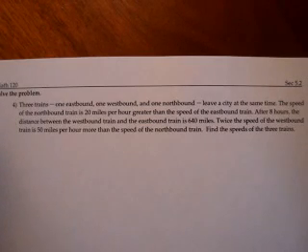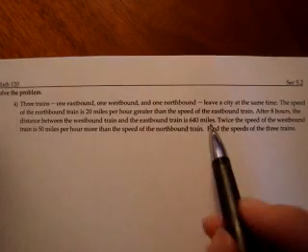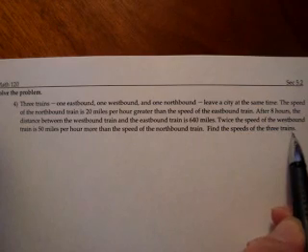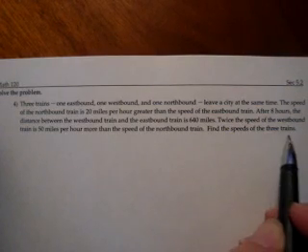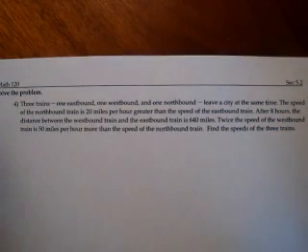Okay. 3 trains, 1 eastbound, 1 westbound, and 1 northbound, leave a city at the same time. The speed of the northbound train is 20 miles per hour, greater than the blah, blah, blah. Okay, they've lost me already. So I keep scanning, and I get to the end and I see, find the speeds of the 3 trains. That's my variable. That's what I'm looking for.